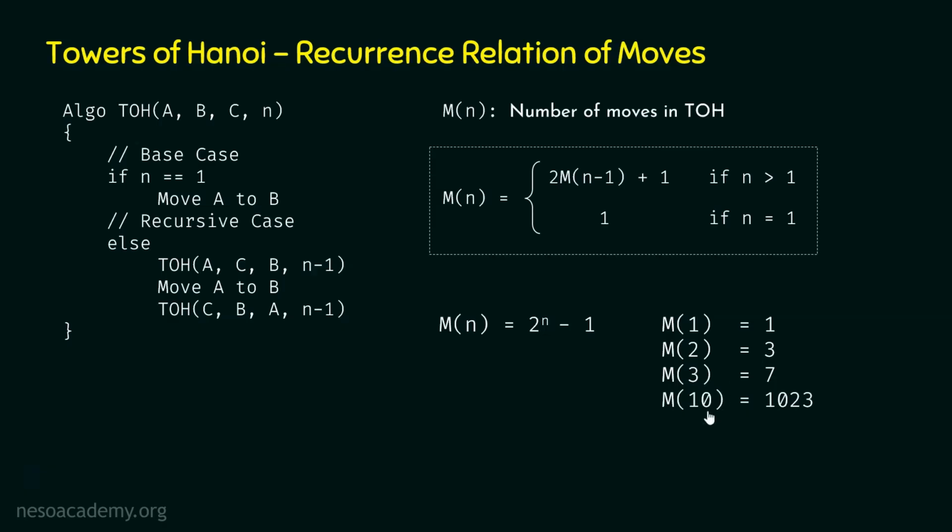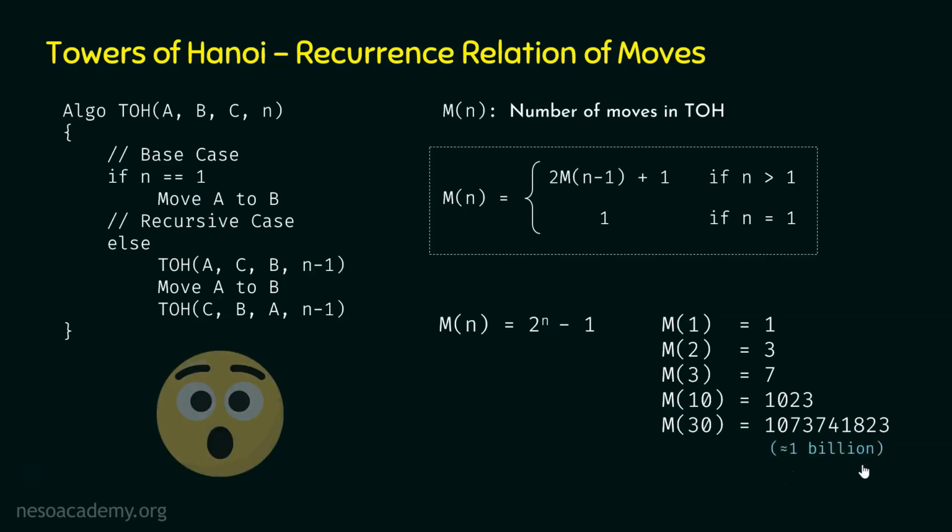Now what happens if we have 30 disks? How many moves do you think it will take? If we have 30 disks, then the number of moves will be 1073741823. It is quite a large number. It is nearly 1 billion. 1 billion. Can you imagine? These many moves we need in order to solve the problem of Towers of Hanoi with 30 disks.